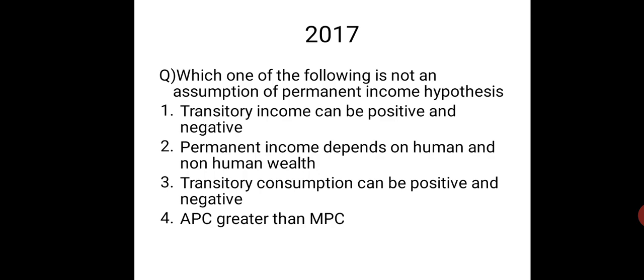Next question, which has appeared in 2017. Which one of the following is not an assumption of the permanent income hypothesis? We know that the permanent income hypothesis was introduced by Milton Friedman, and according to him, there are two kinds of income: permanent income and transitory income. And there are two types of consumption also, that is permanent consumption and transitory consumption.